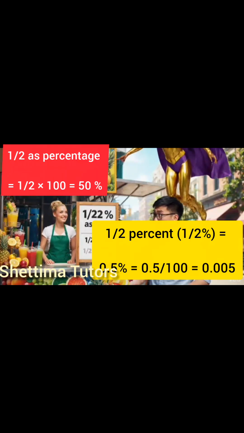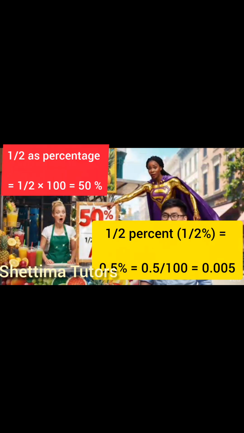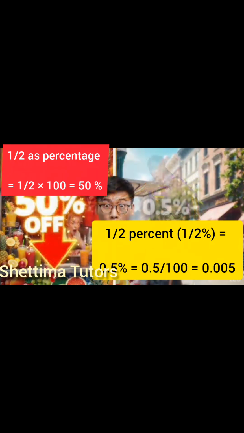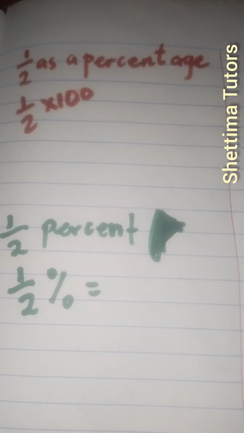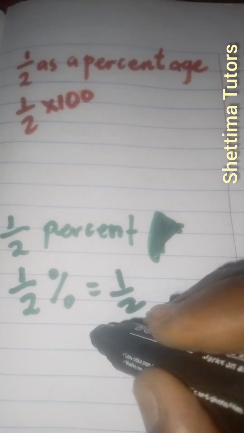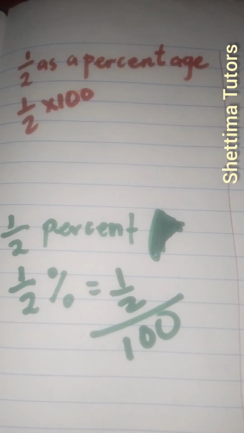Half as a percent means 50%. But this is only 0.5%. Now, half of a percentage means half times 100. Half percent means half all over 100.